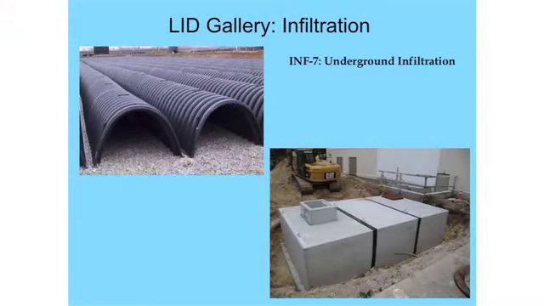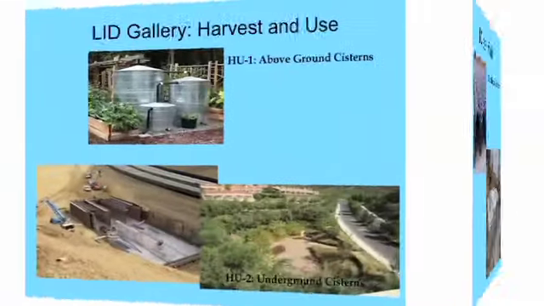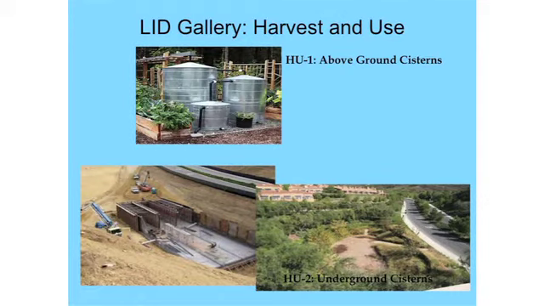We also see a lot of underground infiltration galleries. These can be coupled with flow control to provide some incidental infiltration as well as hydromodification management goals. We see harvest and use very rarely coming into plans, and I'll get into some of the reasons why, but we do provide guidance for how to do harvest and use systems.